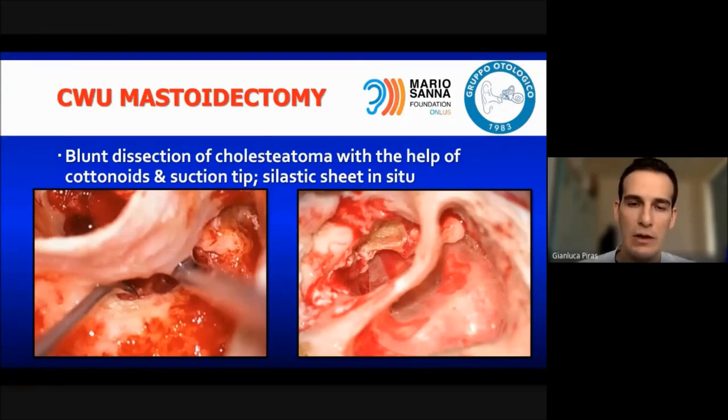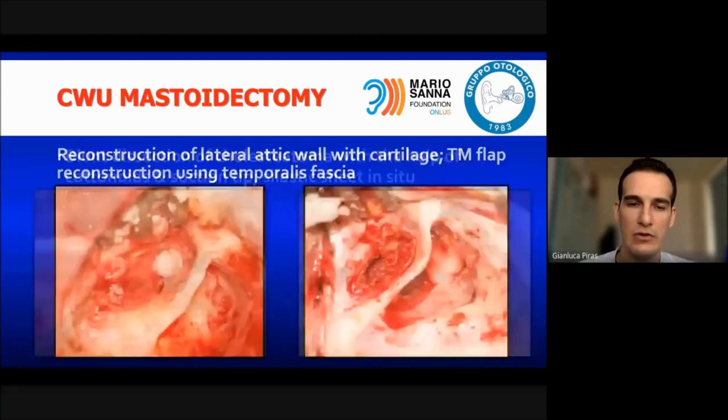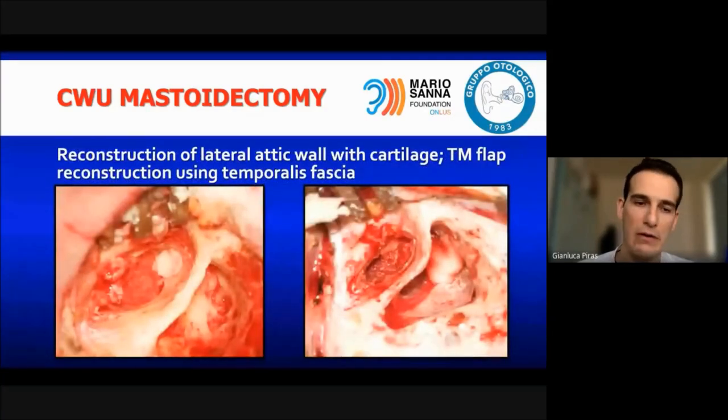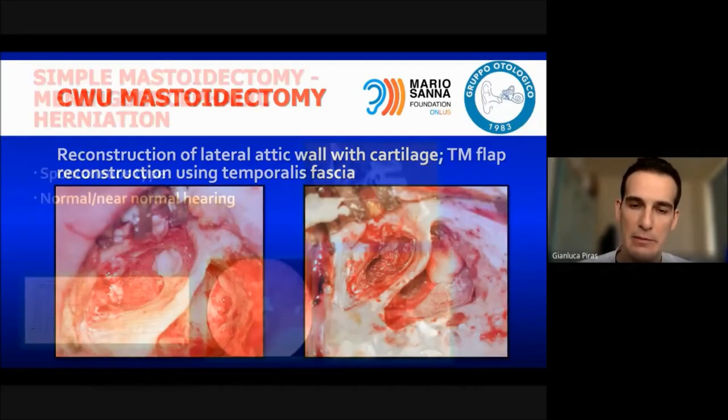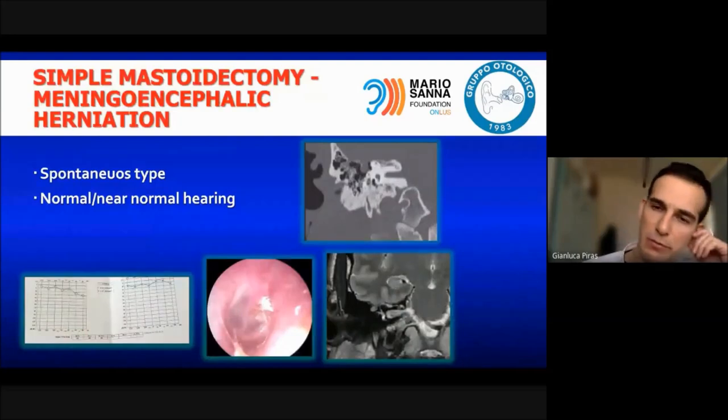And then if you want, you can even use some new instruments, the endoscope, to check if you have pathology in that area. And then you reconstruct: you can use the silastic, you can reinforce the attic, then you use the fascia to reconstruct the tympanic membrane. But these are the main steps. I will just show you two cases of simple mastoidectomy.